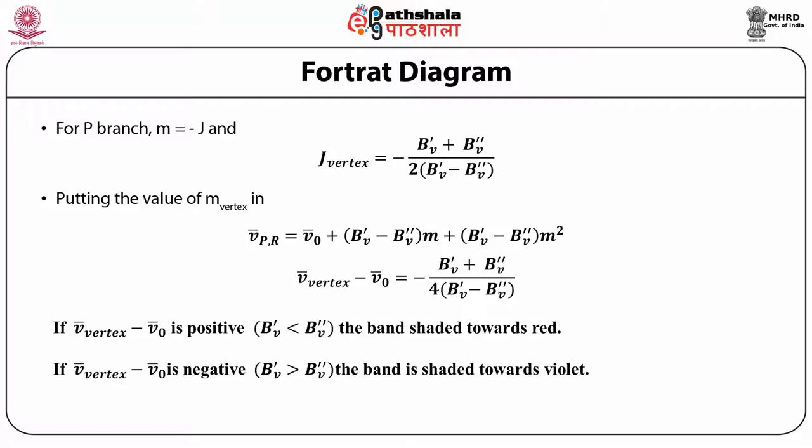Intensity distribution in band systems, that is Franck-Condon principle. Electronic transition in a molecule takes place so rapidly compared to the vibrational motion of the nuclei that the instantaneous internuclear distance is considered as unchanged during the electronic transition. And according to Franck-Condon principle, an electronic transition between the states A and B is represented by a vertical line from one level to the other.